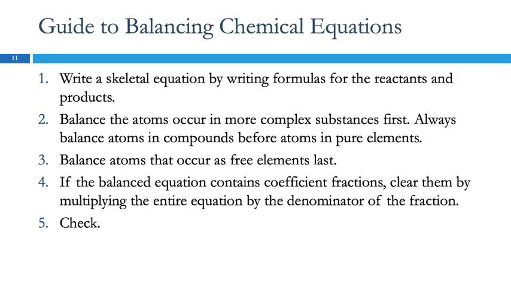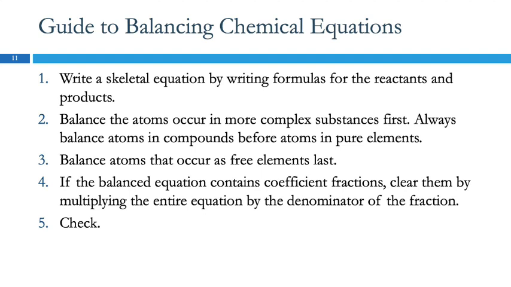So balancing chemical equations is something that can be approached in more than one way. And so here's a suggested guide. Start by writing out the skeletal equation, meaning we need the formulas for the reactants and the formulas for the products and the arrow in between. Then we want to balance the atoms. So one approach is to balance atoms that occur in more complex substances first, and always leave atoms that are in pure elements until the last. So we want to balance atoms that occur as free elements last.